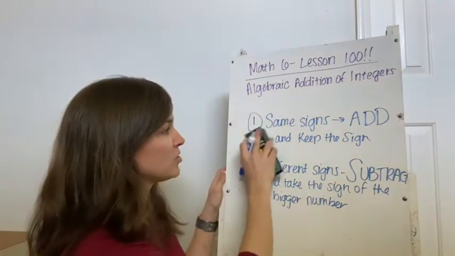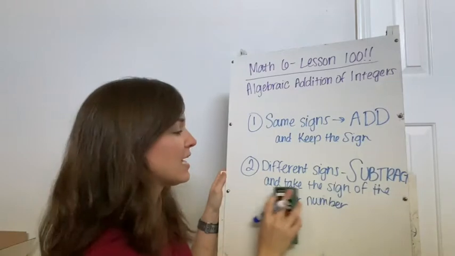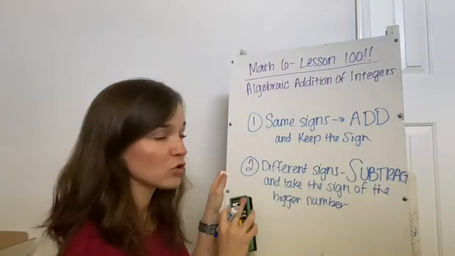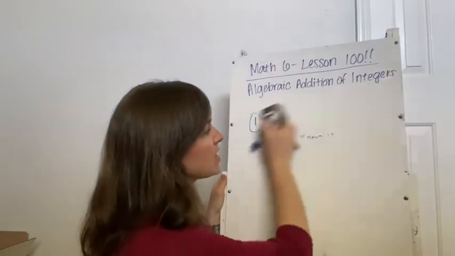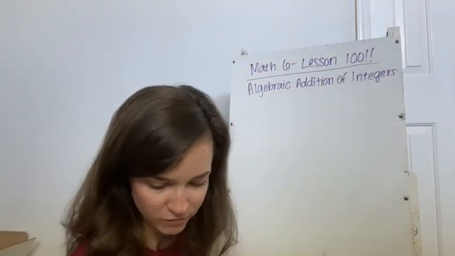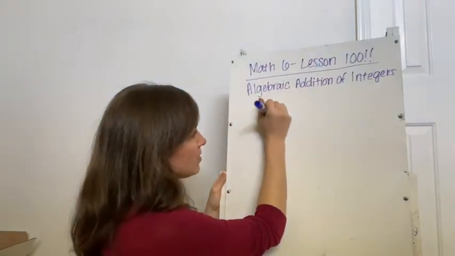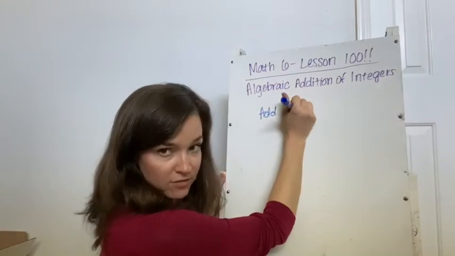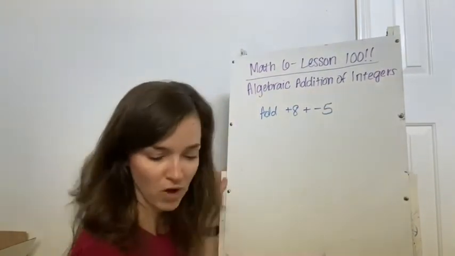So same signs you add and keep the sign, different signs you subtract the values and take the sign of the bigger number. These are the rules for addition, okay? So we're gonna start by just looking at some addition problems and how we can apply those rules. So let's look at the first example, which is gonna be to add positive 8 and negative 5.